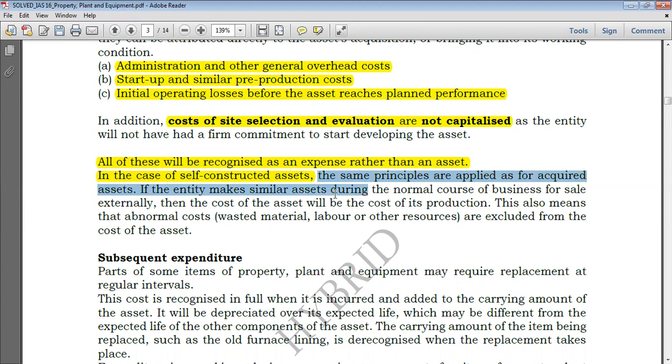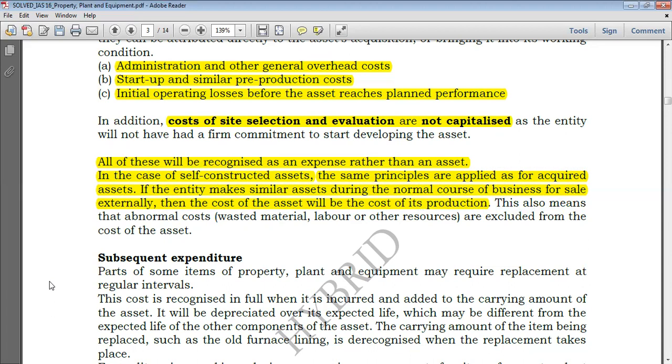But if the entity makes similar assets during the normal course of the business for sale externally, then the cost of the asset will be the cost of its production. I think this is very, very clear. You are making assets during the normal course of the business for sale externally. You just make them to sell them directly. But we're also told that abnormal costs like wasted material, labor, or other resources are excluded from the cost of the asset.